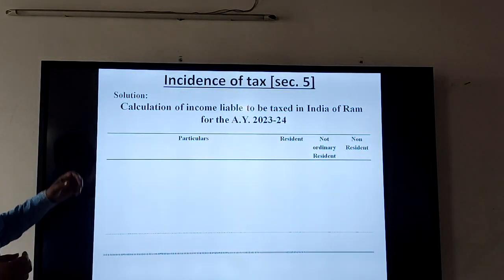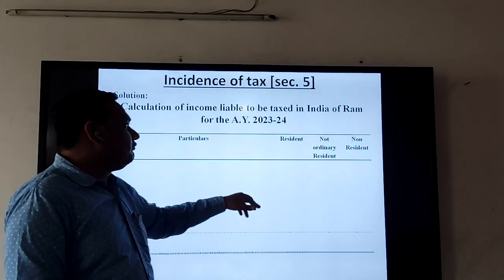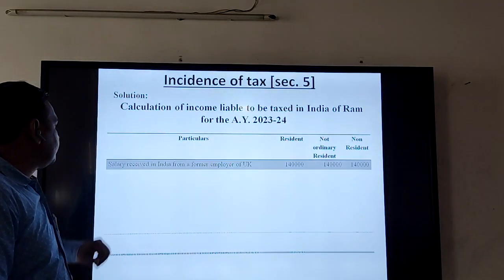Now from the question we will pick up the income one by one and make the treatment that whether it is taxable for resident, not ordinary resident or non-resident.